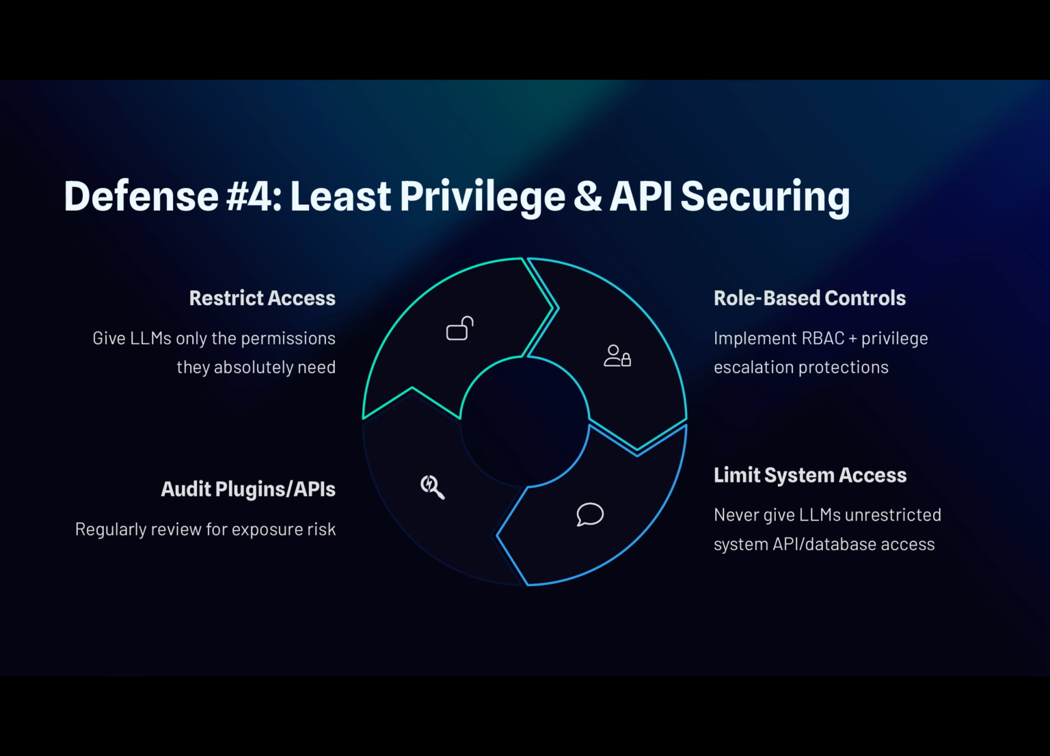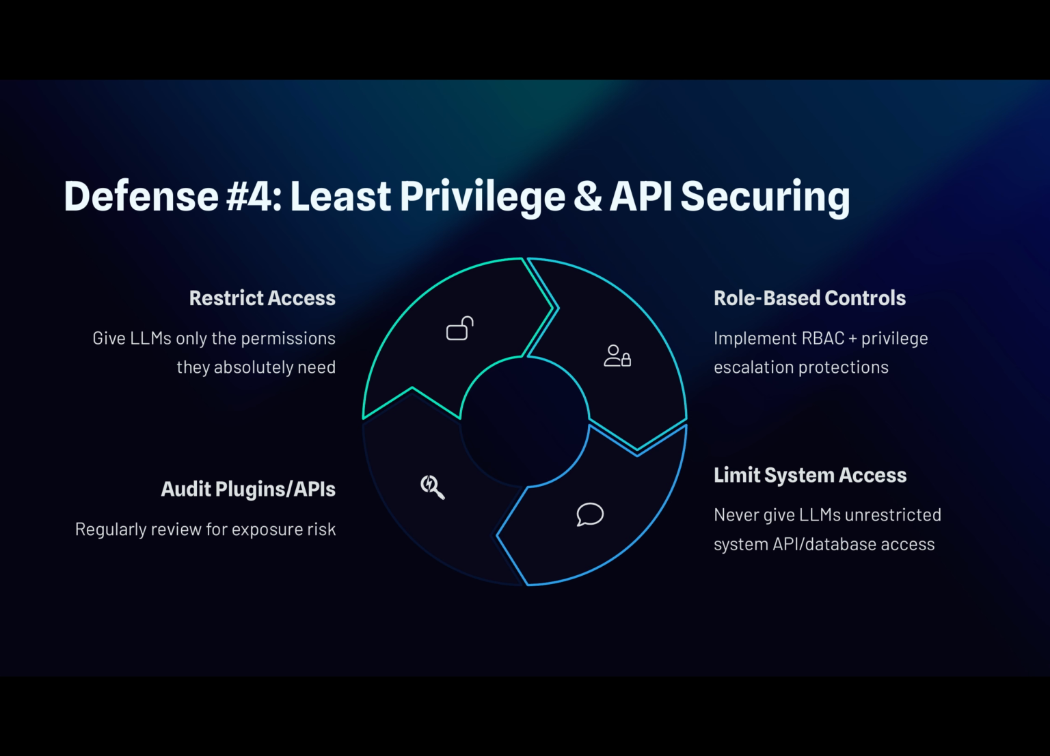When it comes to securing your LLM-based application, applying the principle of least privilege is essential. This means you should restrict access by giving your LLMs only the permissions they absolutely need, nothing extra. Role-based access controls, or RBAC, are important here, and should go together with privilege escalation protections to help prevent attackers from gaining more privileges than intended.